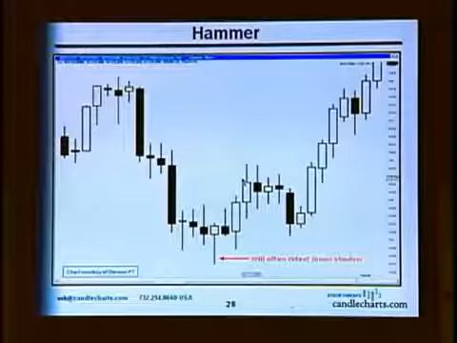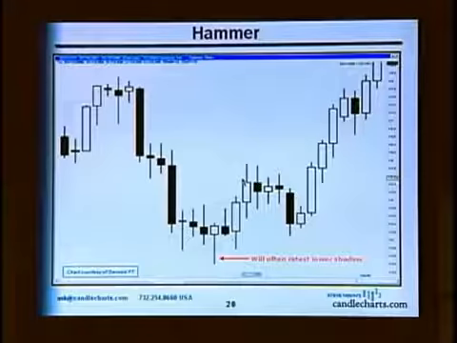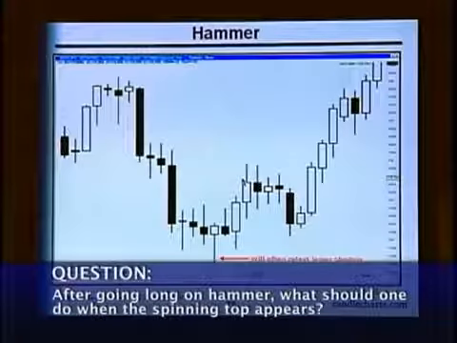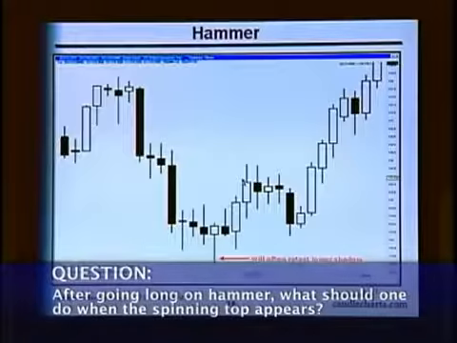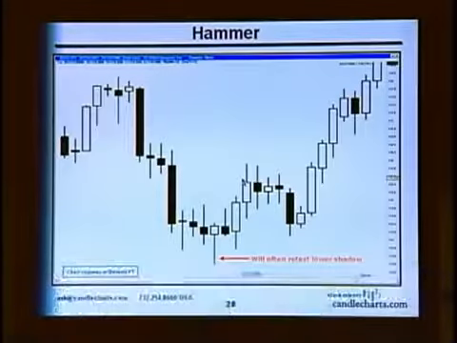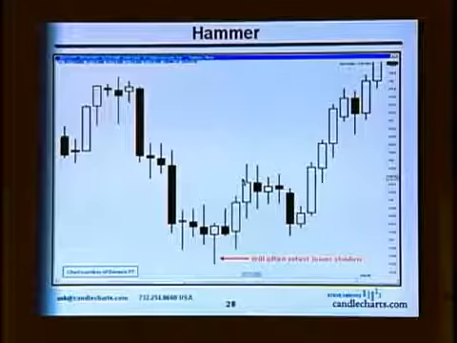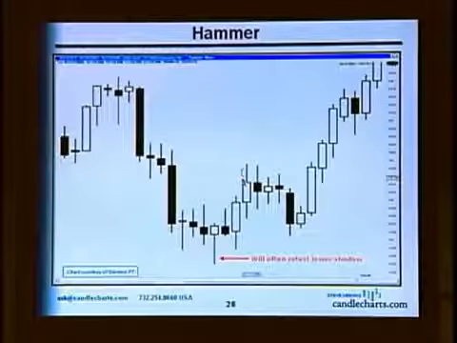Question? Go back to slide number 28. Let's say you take a long position on the hammer, and then if you go five or six candlesticks forward to the right, you have spinning tops and a long black candle. Consider closing your position on that? No, I move up stops here. I just move up stops.